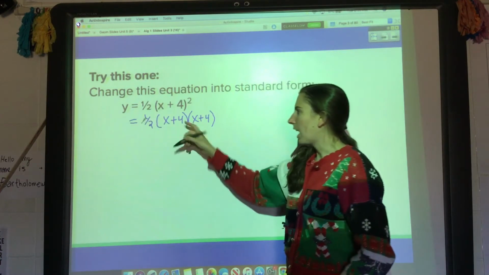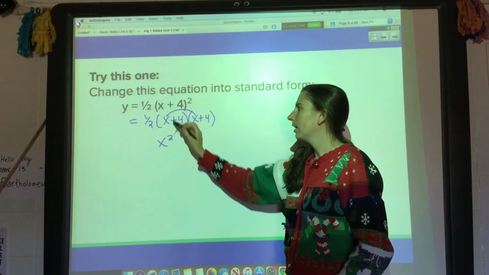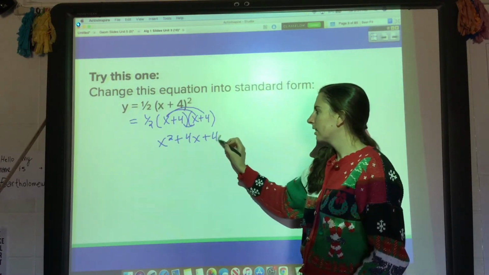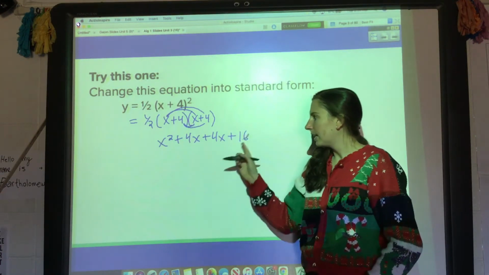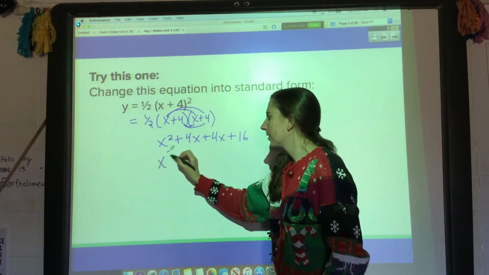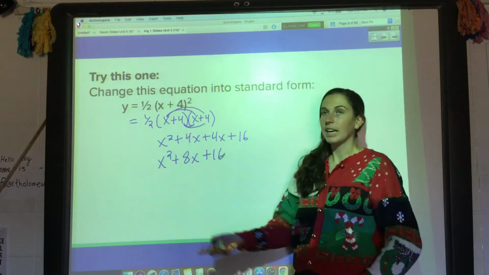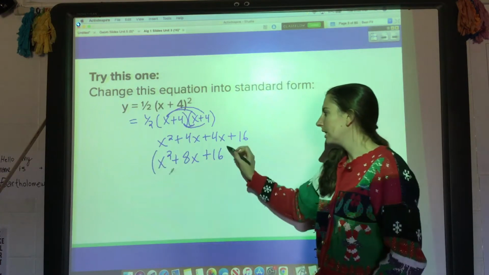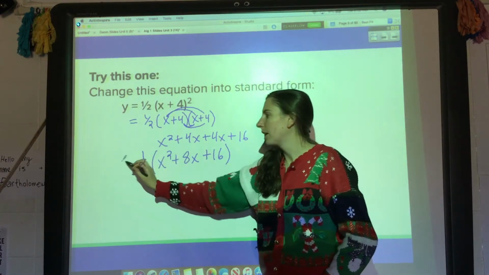So I've got x plus 4 times x plus 4, which is x squared plus 4x plus 4x. 4 times 4 is 16. And I'm going to go ahead and simplify this. So 4 plus 4 is 8x. Don't forget, originally all of this was being multiplied by 1/2, so I still need to multiply everything by 1/2. So just distribute the 1/2.